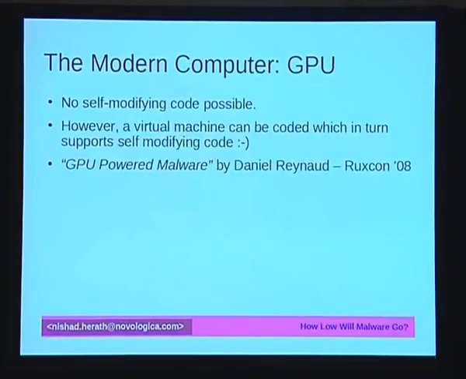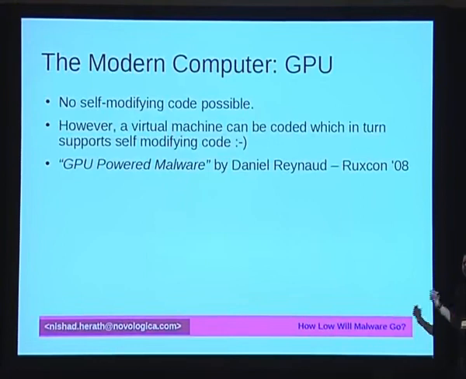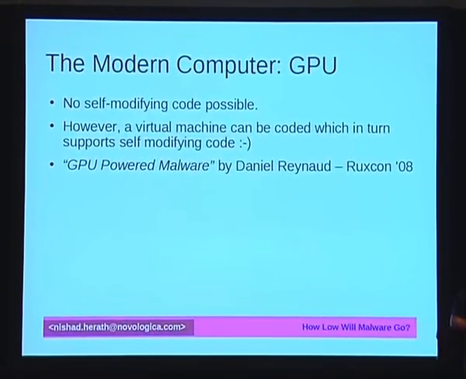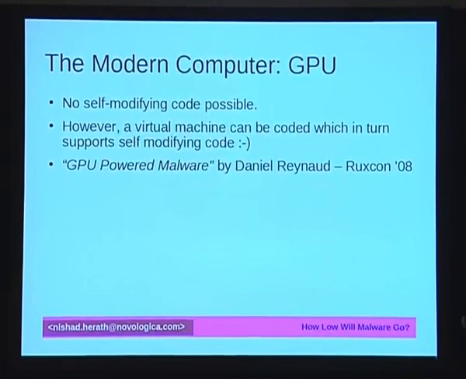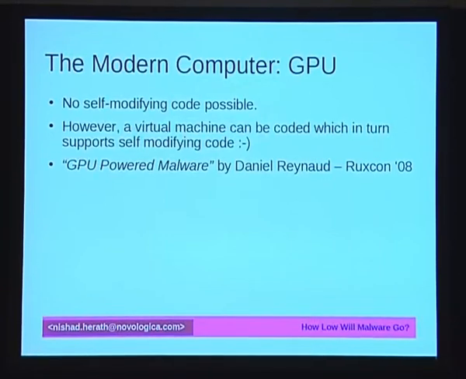So, for example, some of the limitations are that no self-modifying code is possible on the GPU, which is not entirely a problem because obviously, you can code your own virtual execution environment and then have self-modifying code. So it's not a huge problem, but all the same, there's no native self-modifying code support.